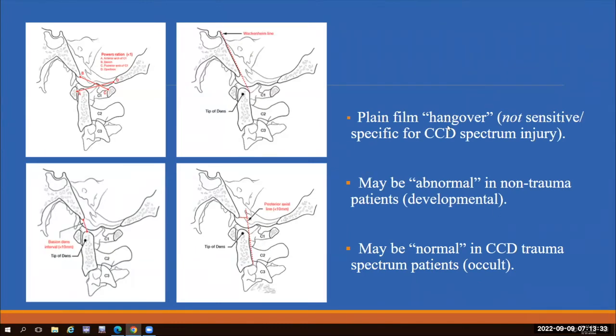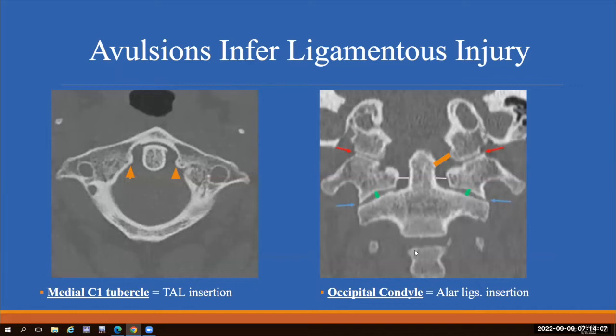So again, a lot of these lines are a plain film hangover. They're not sensitive or specific for a craniocervical junction spectrum injury. They can be abnormal in non-trauma patients. Patients who have cranial settling can have an abnormality in these lines. Patients who have rheumatoid arthritis, as an example, one of those craniocervical settling types, can have all these lines be abnormal. And they can actually be normal in patients who have really significant trauma on their MRI. So not the best. We're going to try to debunk some of that, and talk about some other ways to determine craniocervical junction trauma on imaging.